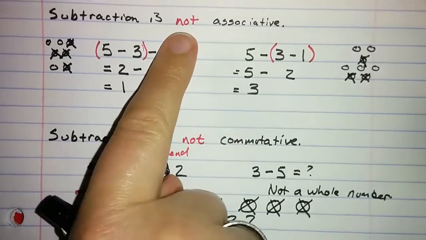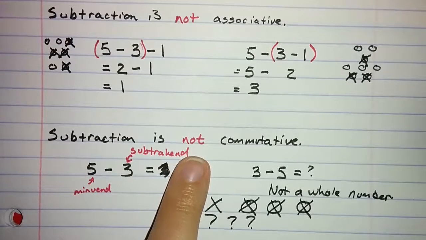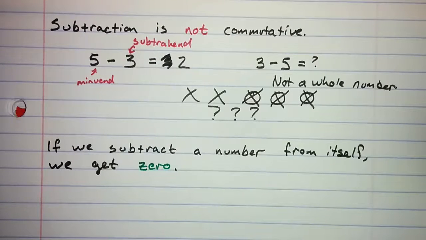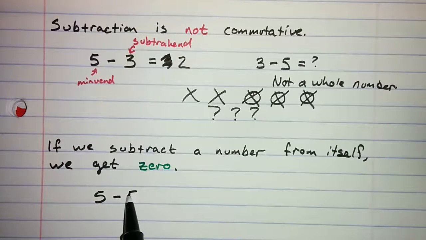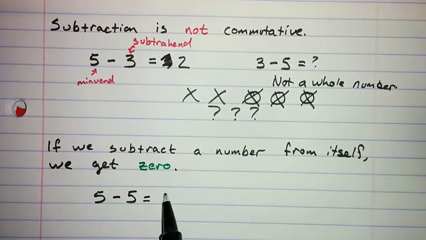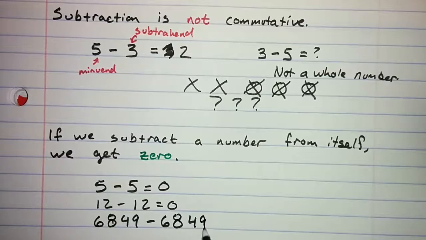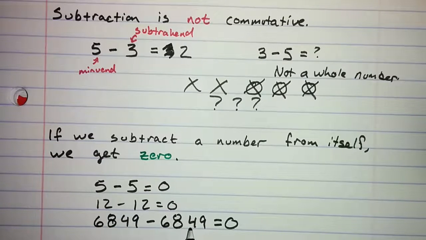Okay, so subtraction is not associative. It's not commutative. I told you it did have some properties. Like what? If we subtract a number from itself, we get 0. That makes sense. If I have 5 things, and I take 5 of them away, there are none left. If I have 12 things and I take 12 of them away, there are none left. If I have 6,849 things and I take all 6,849 of them away, there are still none left. This one was probably a little bit more time-consuming, right?